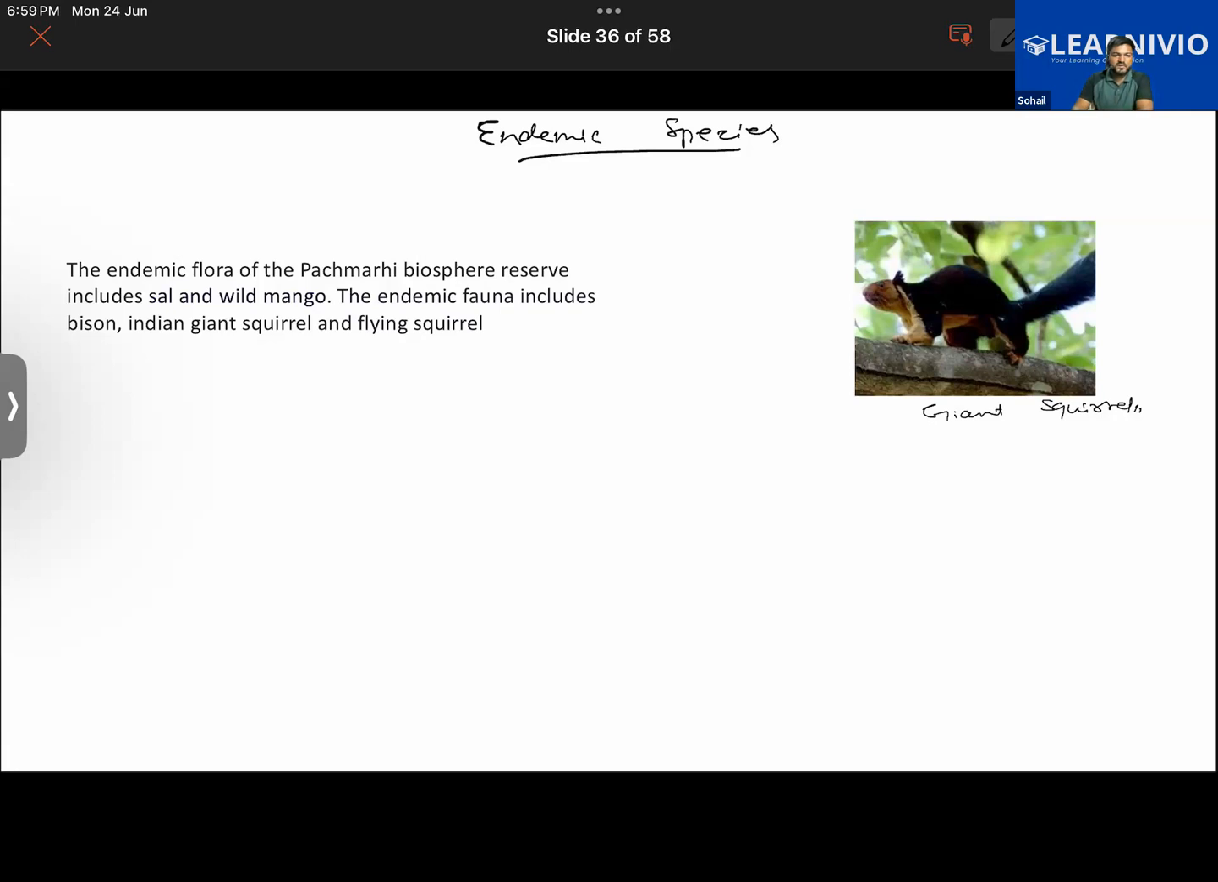So if there are going to be endemic flora, endemic fauna. Flora and fauna, you guys understand, plants and animals of a given area over the given time. So endemic fauna is going to include the giant squirrel. There are some flying squirrels also. In your NCERT textbook, you can have a look at those animals. Flying squirrels are there. Sir, flying squirrels like sugar glider? Can you spell it?